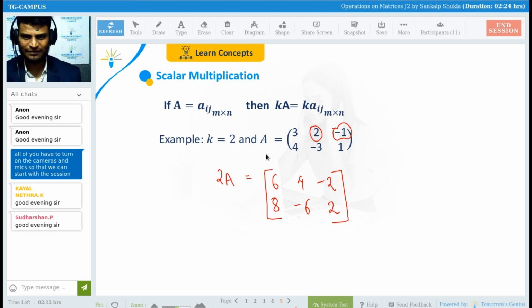It's a very easy thing. According to me, this topic should not be in class 12. But yes, because this is in class 12, it is the most important and easiest topic in entire maths.